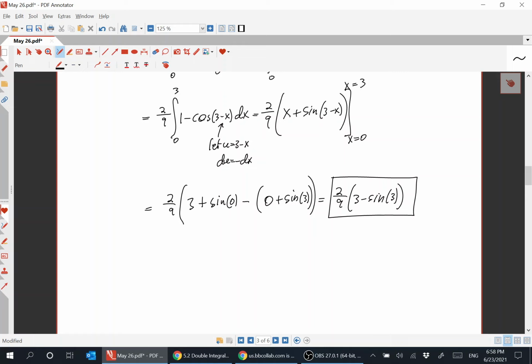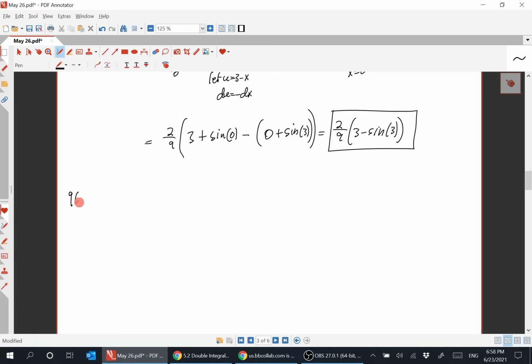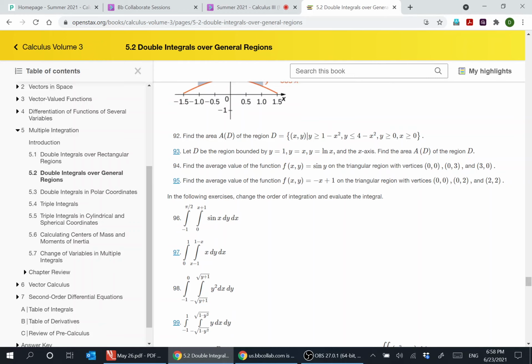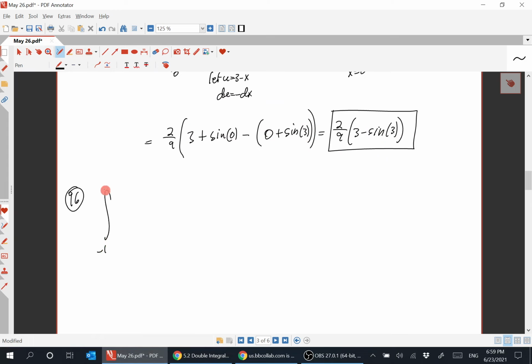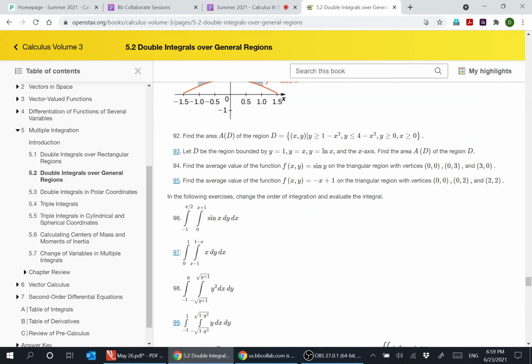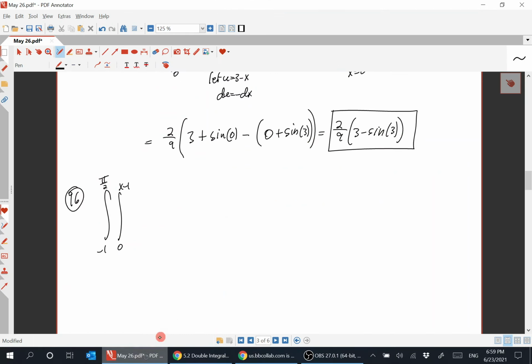That's 94, 96. In the following exercises, change the order of integration and then evaluate the integral. So 0 to x plus 1, and then minus 1 to pi over 2. Or x plus 1. Sine y dy dx.